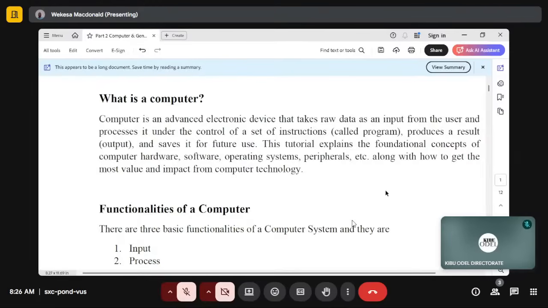The chat is moving fast, I cannot read all of it, but I appreciate those who are trying to define what a computer is. It's a computer.